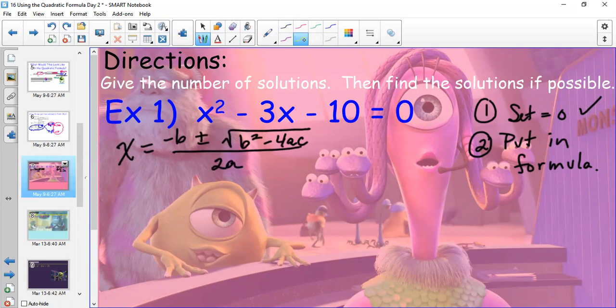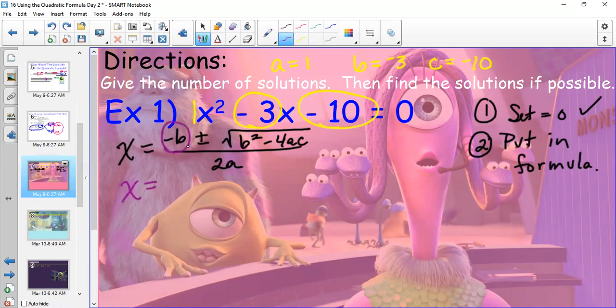So let's substitute in, and sometimes it's easier if we find all three values first. So find a, b, and c. A is, remember, the term in front of the x squared, so 1. B is in front of the x, so negative 3, and c is our constant all by itself, negative 10. Okay, so let's substitute in here.